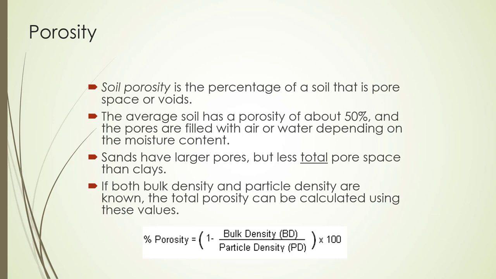So the soil porosity is the percentage of a soil that has pore space or voids. The average soil has a porosity of about 50%, and those pores are filled with water or air, depending on the moisture content. Sands, of course, have larger pores but less total pore space than clay. And if both bulk density and particle density are known, then you can figure out the total porosity calculating these values. And we'll do this in lab.